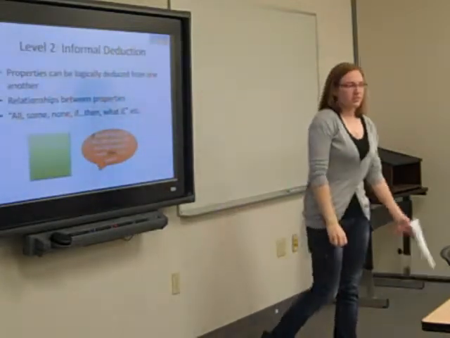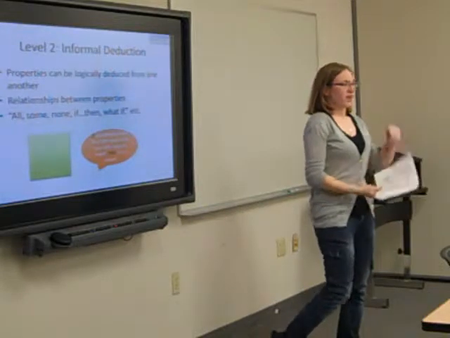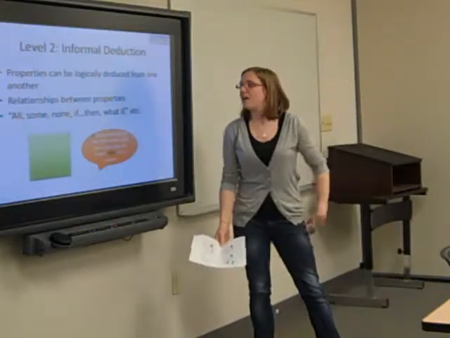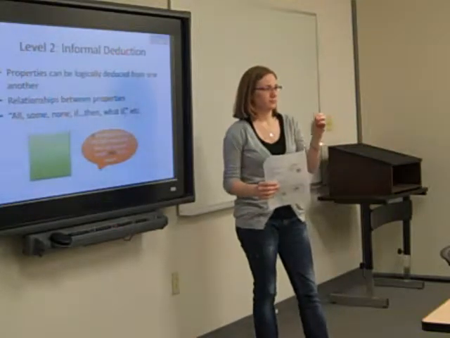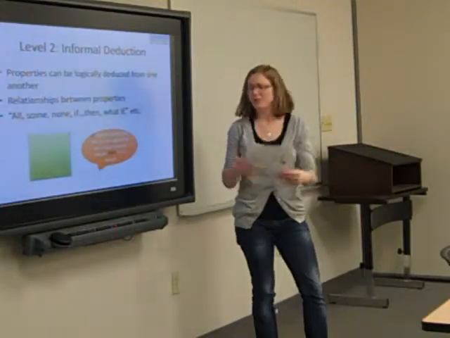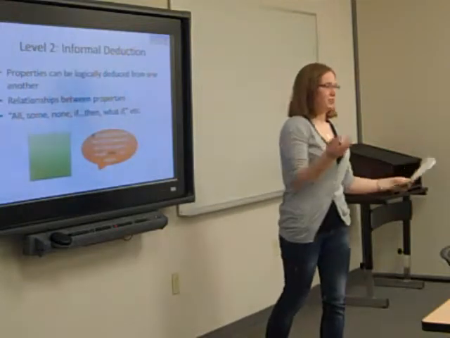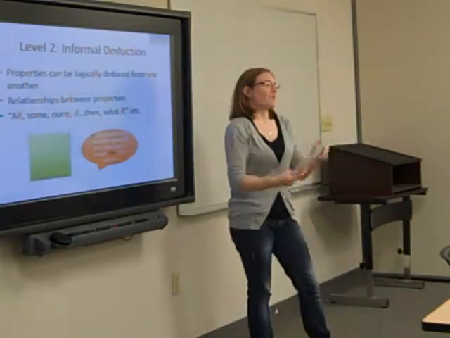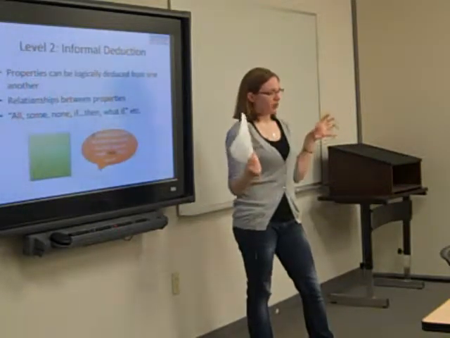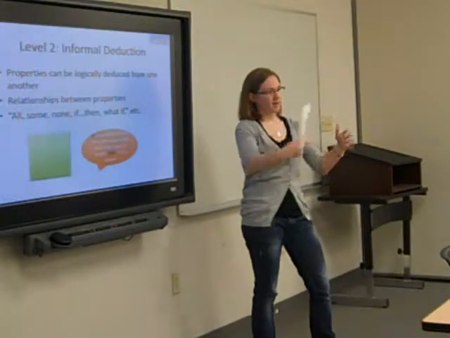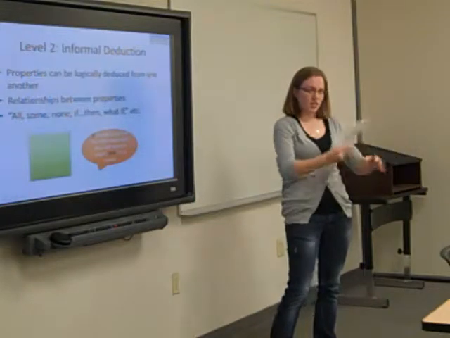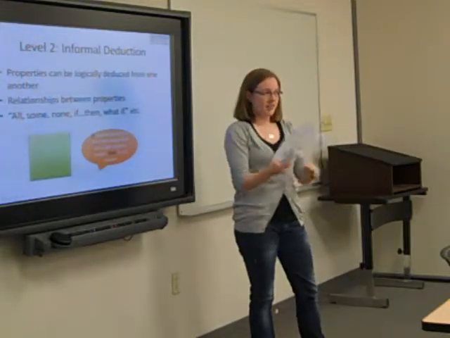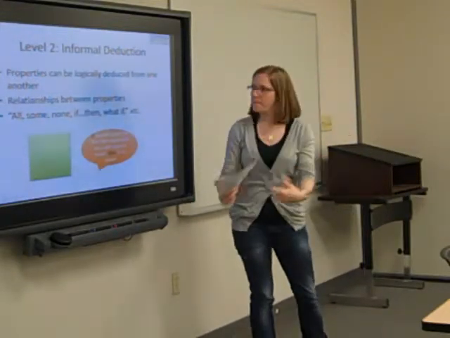And level 2 is called informal deduction, and this is where logic kind of starts to set in. Properties of shapes can be logically deduced from one another, or really properties of any geometric thing. So you can say, well, if two lines are parallel, then they're not going to intersect. There's an understanding of the concept of intersection and of the concept of parallel lines, and there's a relationship between them.